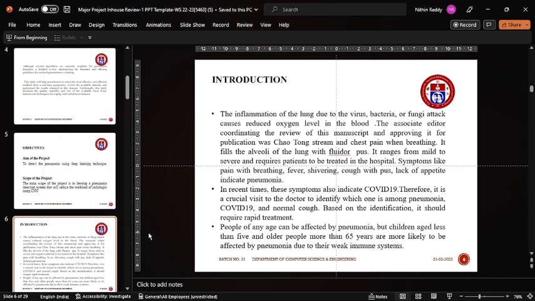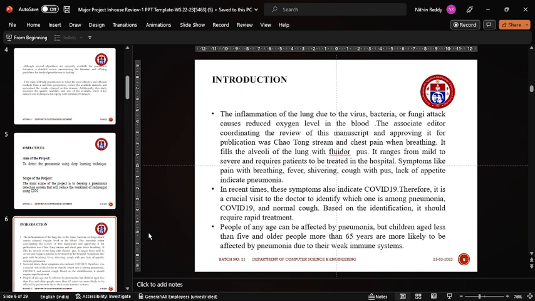Introduction. The inflammation of a lung due to virus, bacteria, or fungi attack causes reduced oxygen level in the blood. It causes cough and chest pain when breathing. It fills the alveoli of the lung with fluid. It ranges from mild to severe and may require the patient to be treated in the hospital. Symptoms like pain with breathing, fever, shivering, cough with pus, and lack of appetite indicate pneumonia. In recent times, these symptoms also indicate COVID-19.